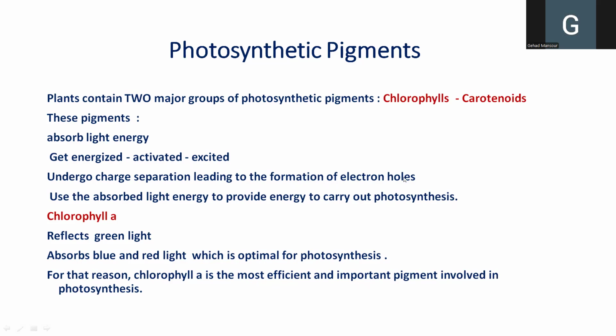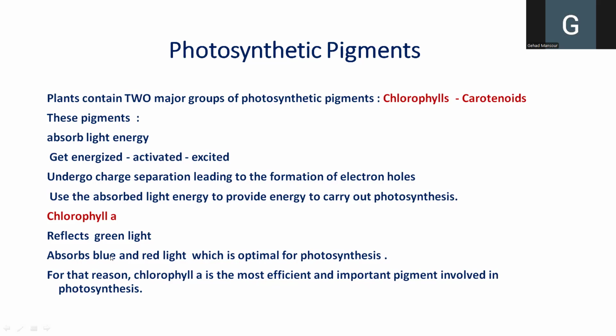By electron holes, we don't mean a physical hole or a physical empty space, but we mean the absence of an electron. So these pigments are capable of being excited after having absorbed light energy, and this excitation, in the form of a released electron, will have a very high energy, and this will initiate the process of photosynthesis. Again, we say that chlorophyll A will absorb best in the blue range and the red range, which are optimal for photosynthesis, and will reflect green light.